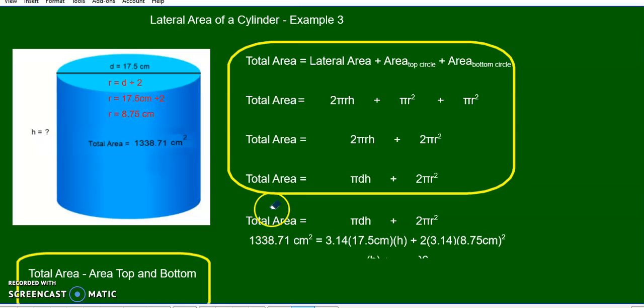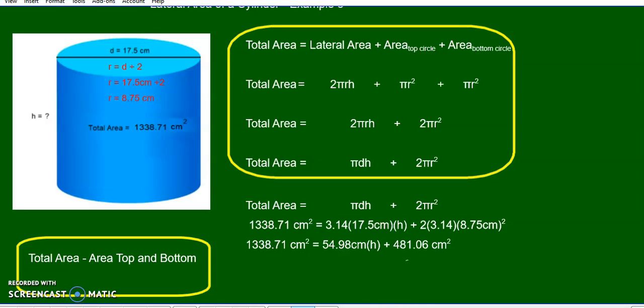And now I'm going to start to simplify, and I have to find this h here. So on this side, I'm not going to do anything, I'm just going to rewrite it. But pi times diameter, that's the circumference. It's 54.98 h. So I'm just doing pi times diameter here. And 2 pi 8.75 squared is 481, and this is the area of the two circles. This is the area of the two circles, and this is the total area.